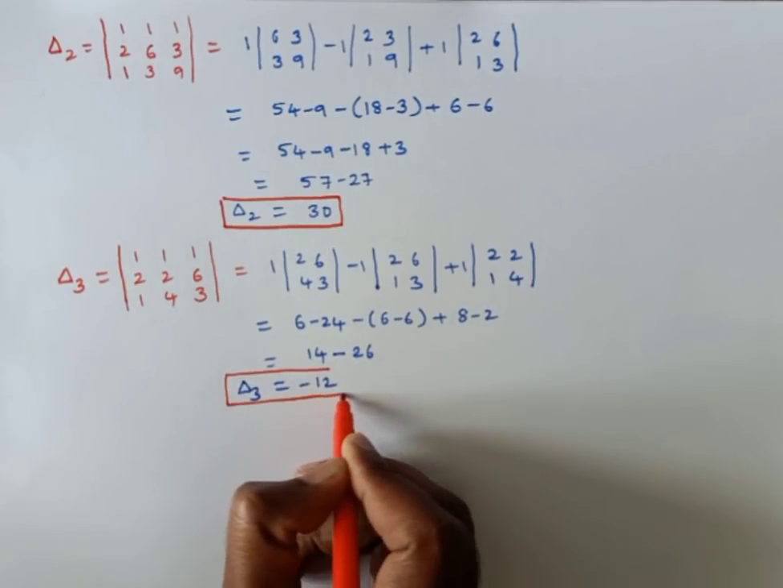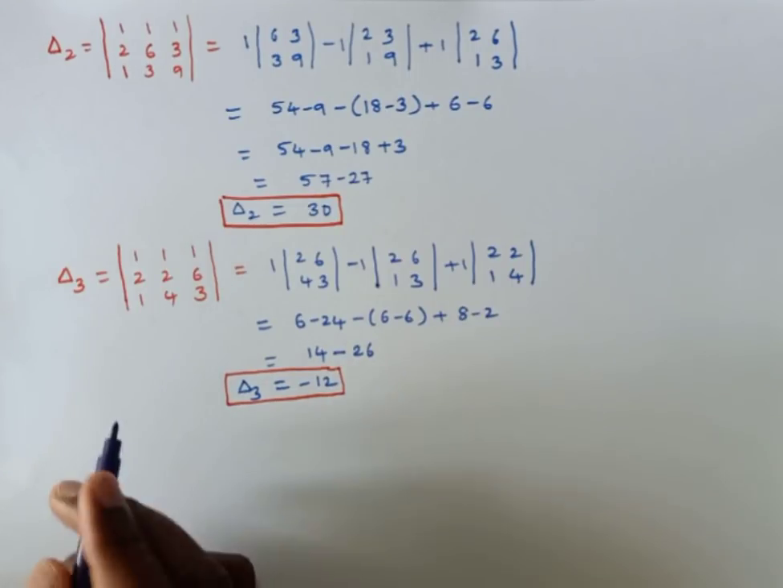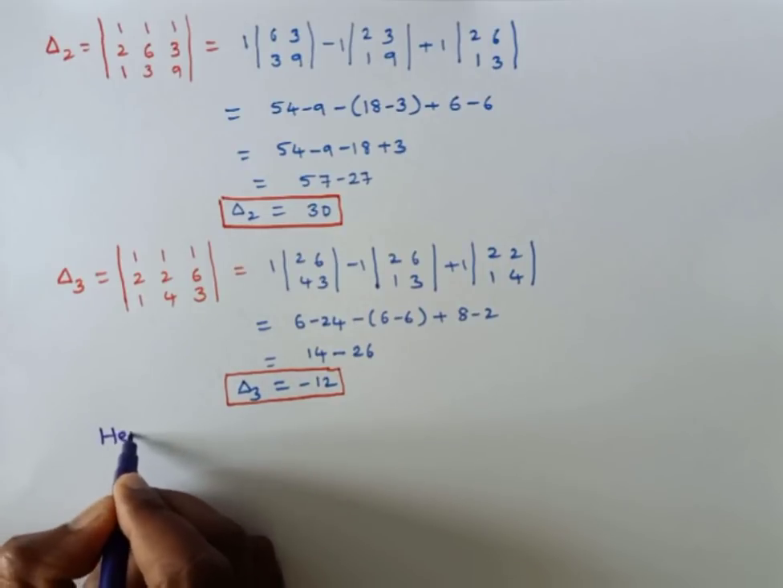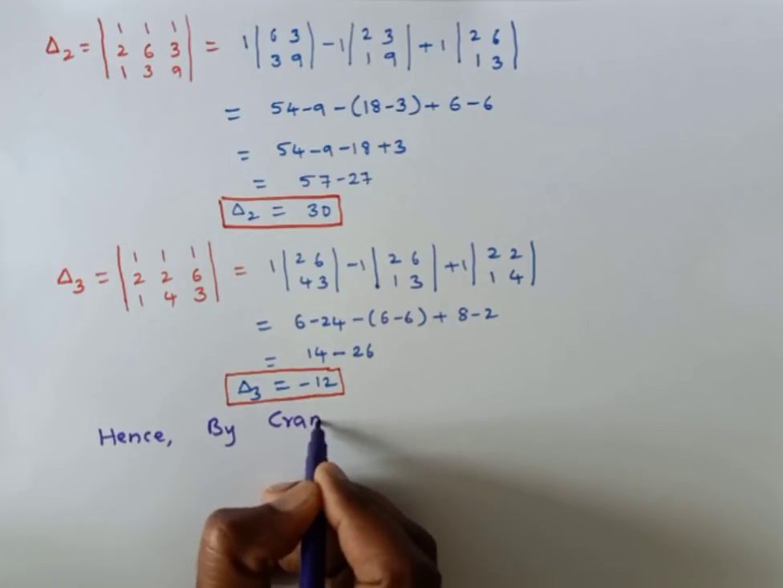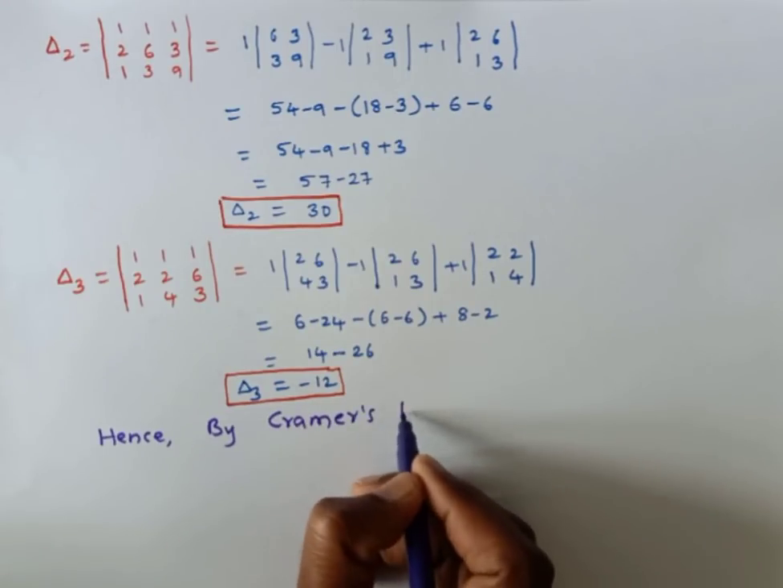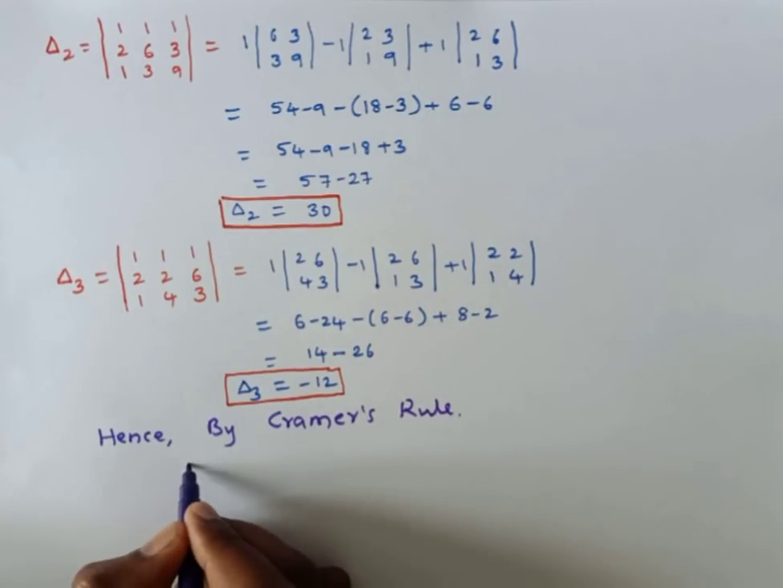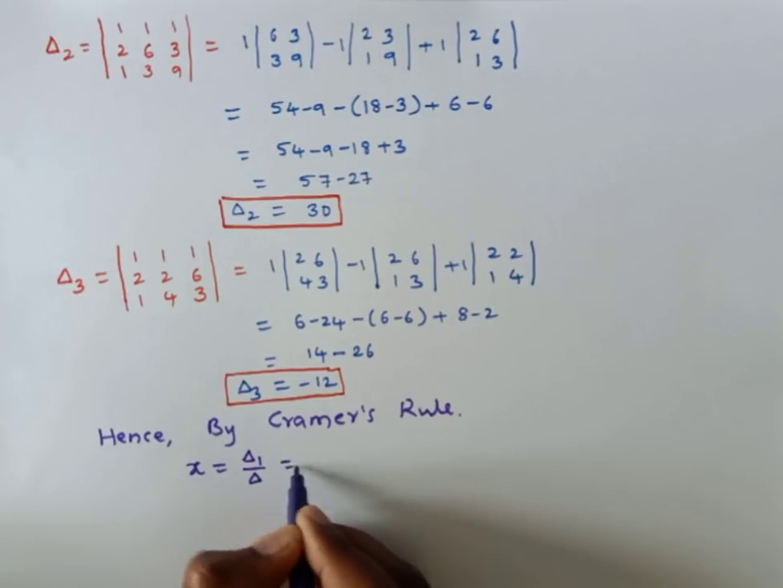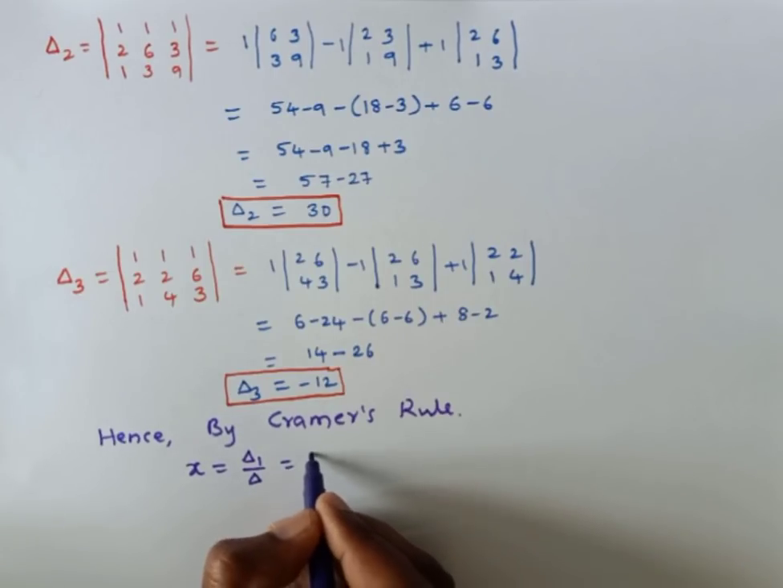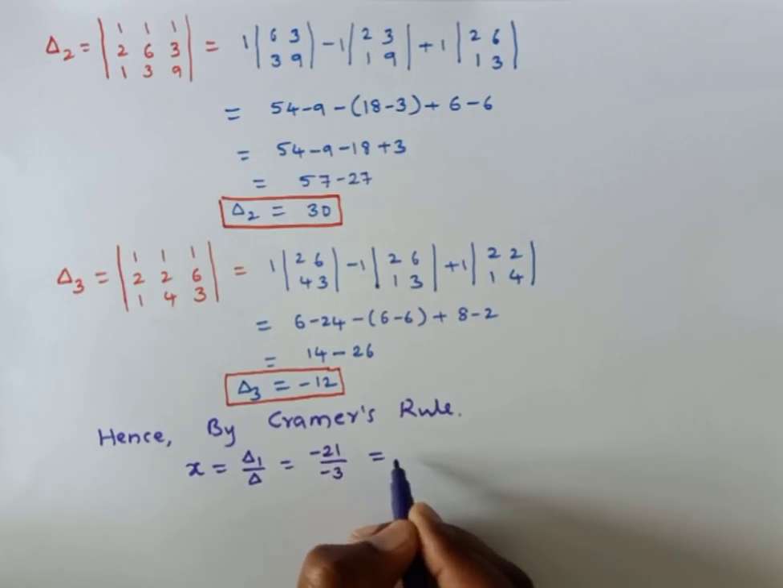Now we have the delta 1, delta 2, delta 3 values. Hence, by Cramer's rule, we can evaluate the values of x, y and z. So what is x? x is nothing but delta 1 by delta. What is delta 1? Delta 1 is minus 21, divided by delta, which is minus 3, which equals 7.